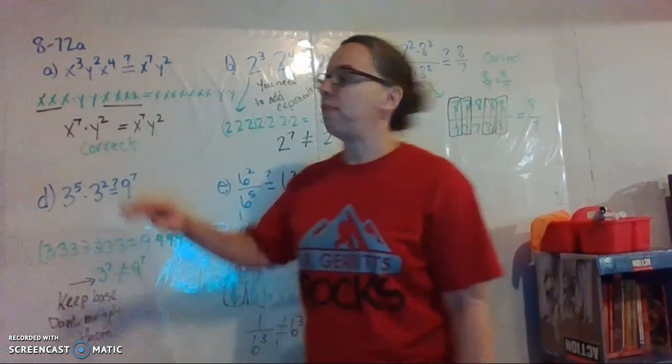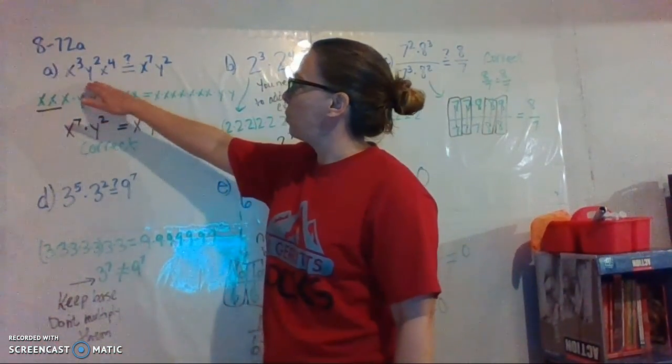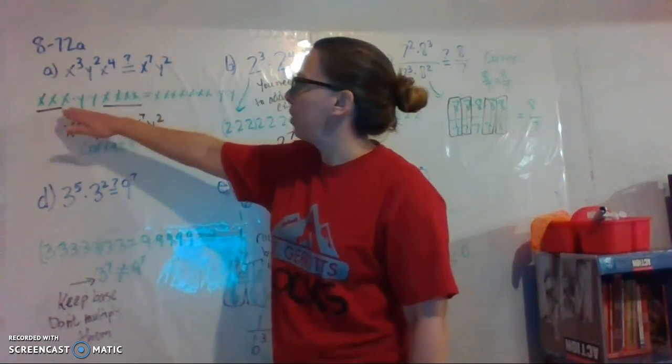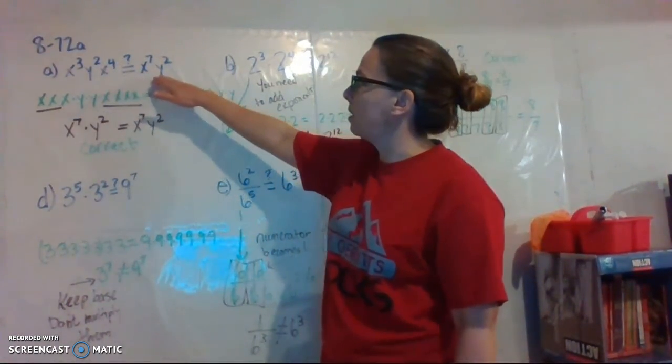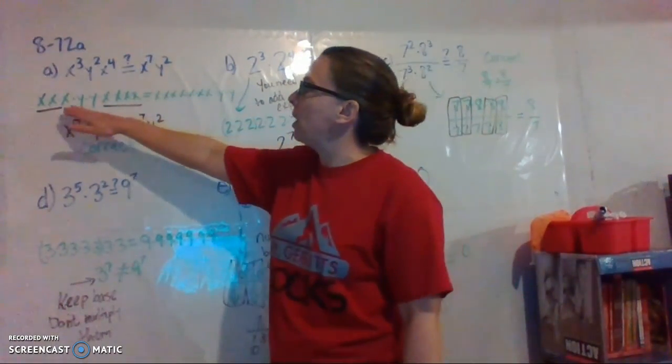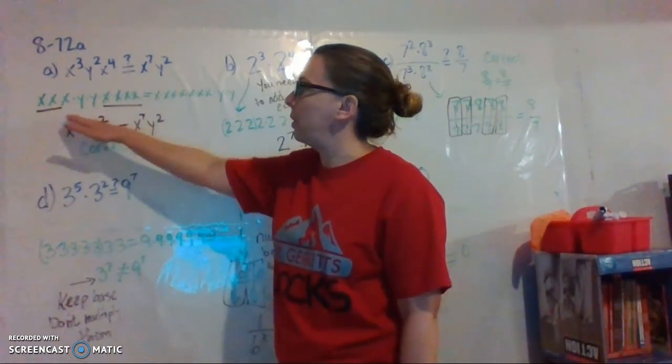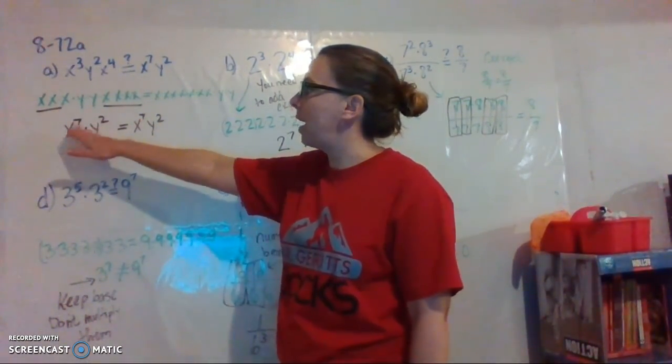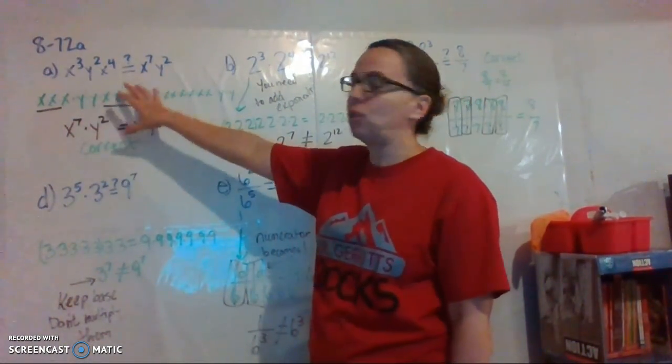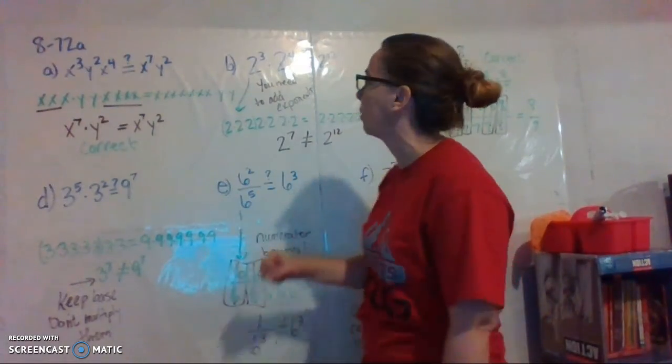All right, ladies and gentlemen, I have factored them all out. A to the third times y to the second times x to the fourth, expanded out. Same thing with x to the seventh, y to the second. When we use our associative property and regroup these, there are 7 x's and 2 y's on both sides, so this is correct. They are equivalent or equal to each other.